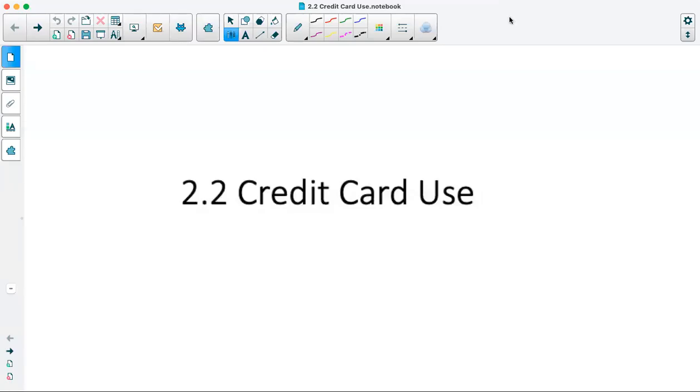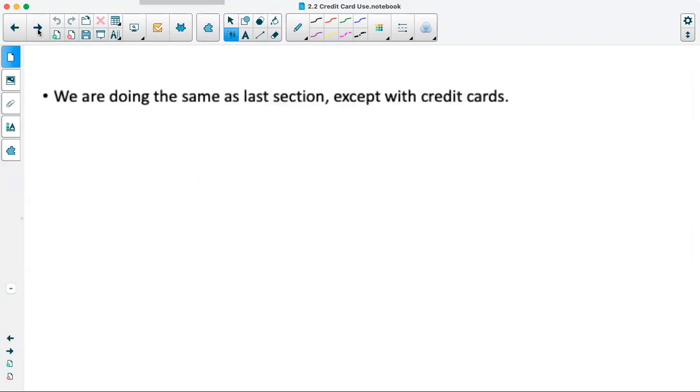Hi, today we are looking at section 2.2, which deals with questions involving credit card use. We're essentially doing the exact same types of calculations as we did in the previous section. The only main difference is most of our questions involve credit cards, which typically have a much higher interest rate than, say, a loan from a bank or a credit line. Most credit card interest rates are around 20%. So, like I mentioned, we're doing the same as last section, except we'll be dealing with credit cards.